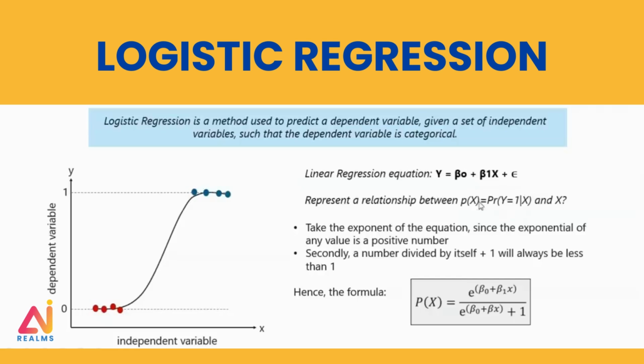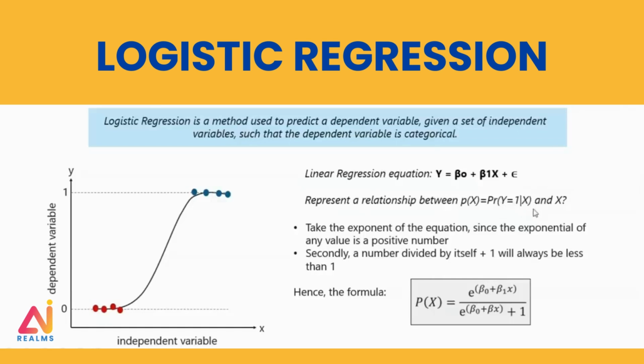Here, this value basically denotes the probability of y equal to 1 given some value of x. So here, this P R denotes probability, and this value denotes the probability of y equal to 1 given some value of x, right? This is what we need to find out.